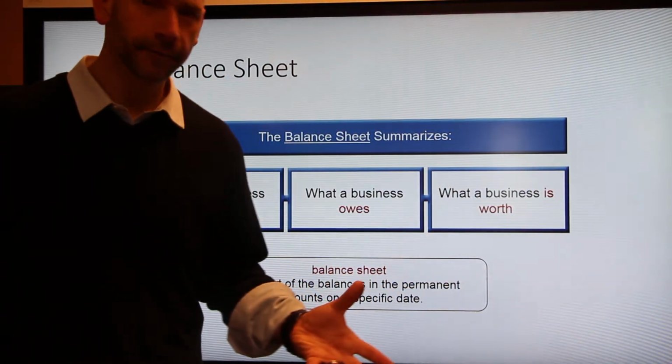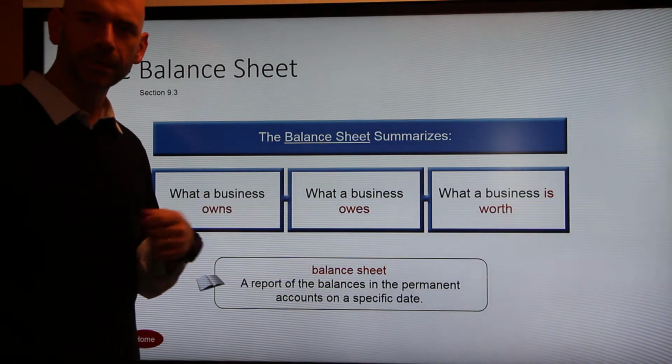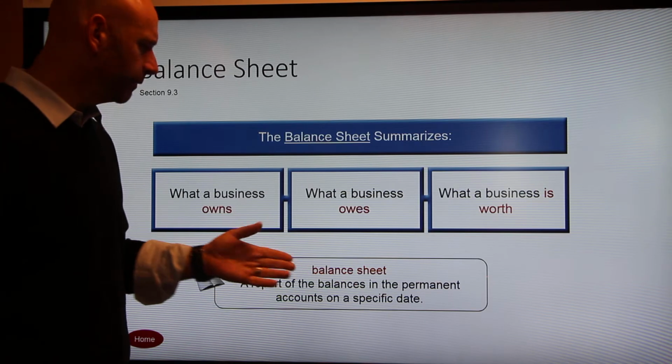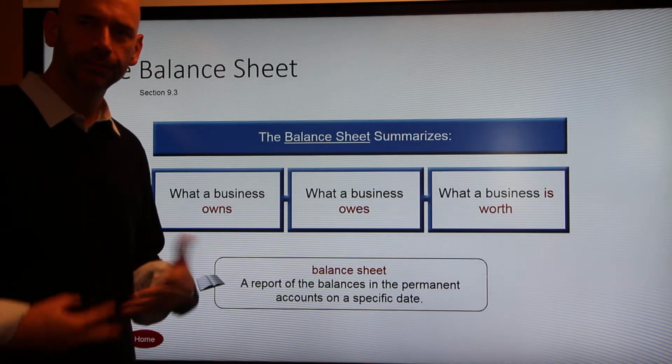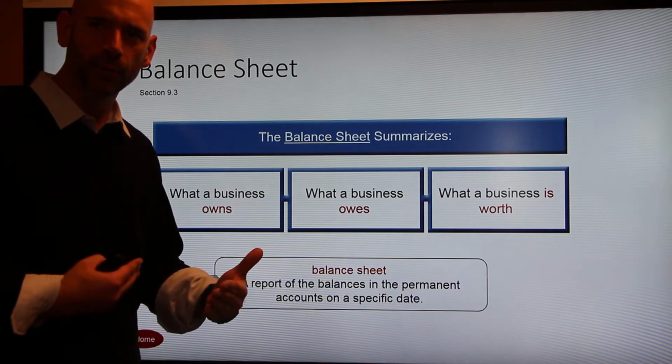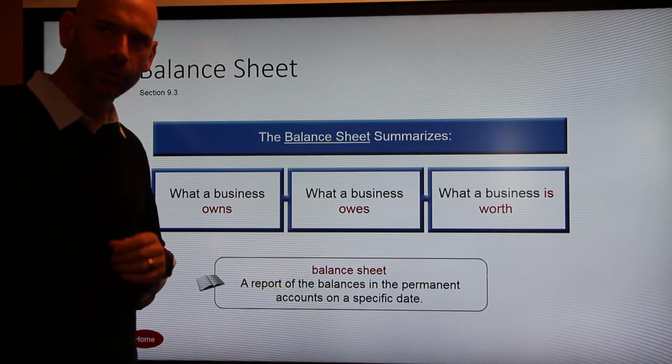Alright, so let's go ahead and finish out Chapter 9. We talked about the income statement, we talked about the owner's equity statement, and now we're going to move on to the balance sheet. The balance sheet is really the accounting equation spelled out in one report: assets equals liabilities plus owner's equity.